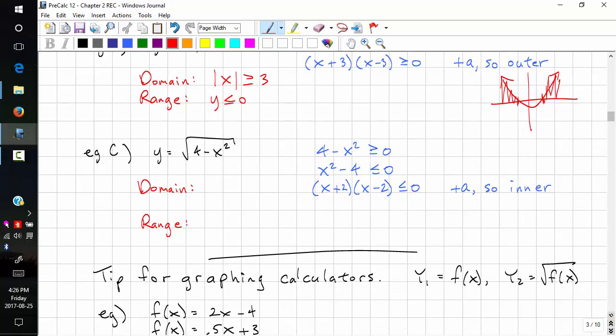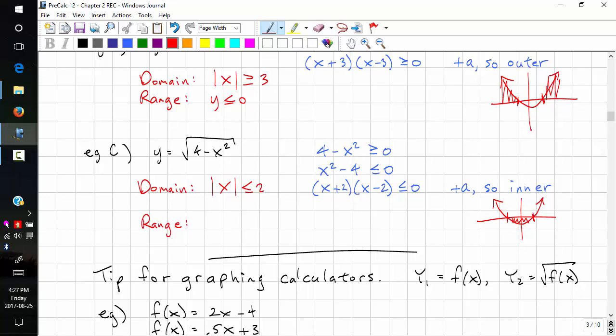Last example, 4 minus x squared. 4 minus x squared is greater than or equal to 0. We multiply everything by -1. We have x squared minus 4 is less than or equal to 0. This factors into (x plus 2)(x minus 2) is less than or equal to 0. So we have -2, positive 2, and we're looking for it to be less than 0. That's this inner interval. So we're looking for absolute value of x is less than or equal to 2.